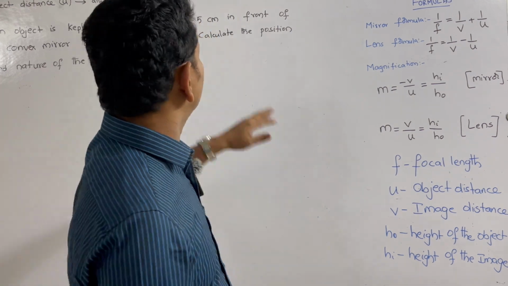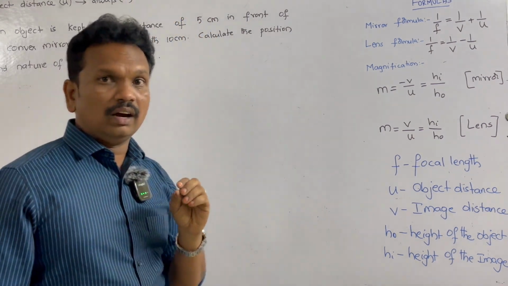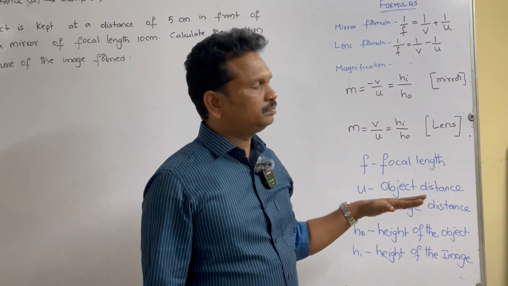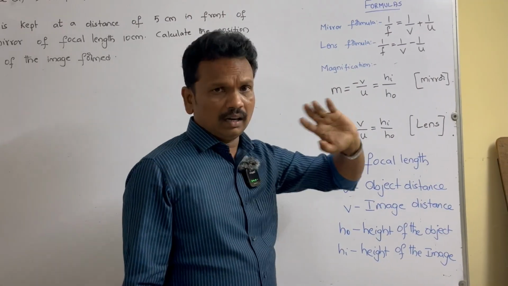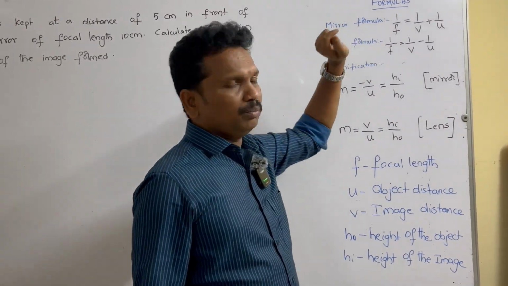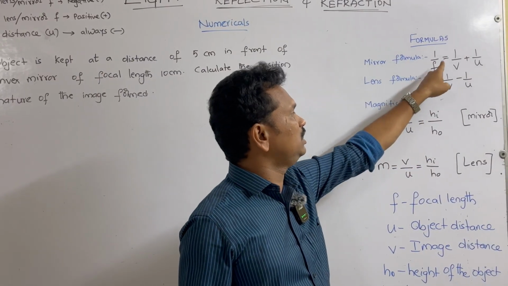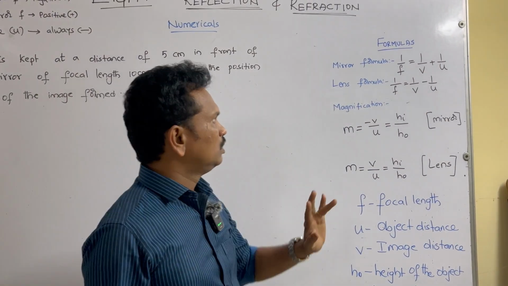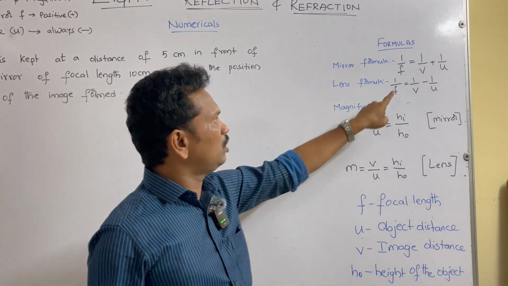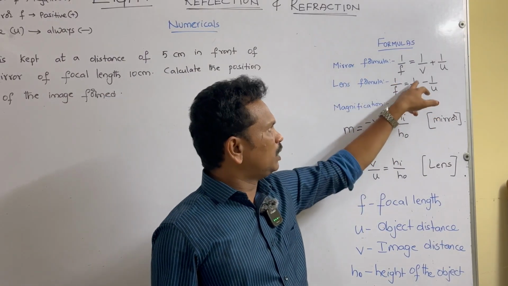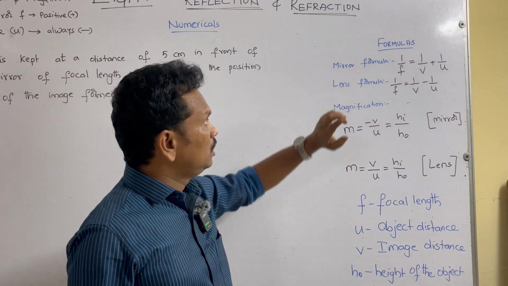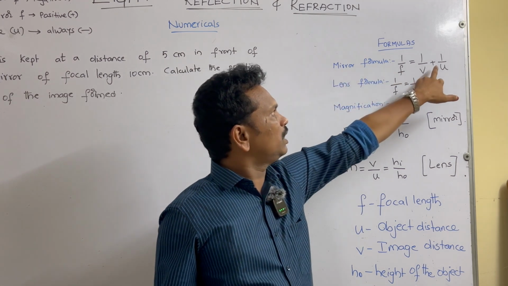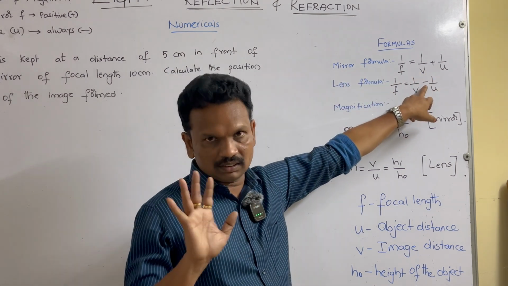Now the topic: light, reflection and refraction. These are the formulae related to mirror and lens. Mirror formula: 1 by f is equal to 1 by v plus 1 by u. And lens formula: 1 by f is equal to 1 by v minus 1 by u. The difference, if you observe here, is plus in the mirror formula and minus in the lens formula, that's it.